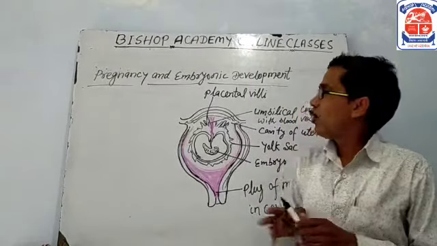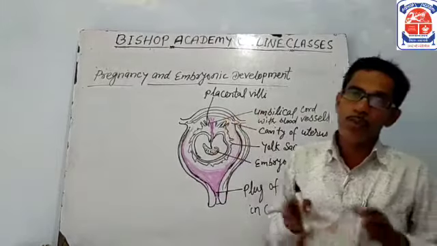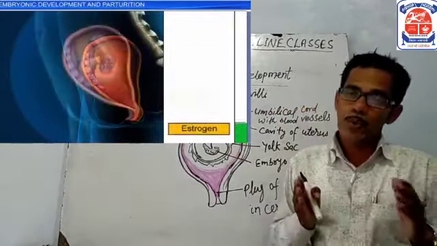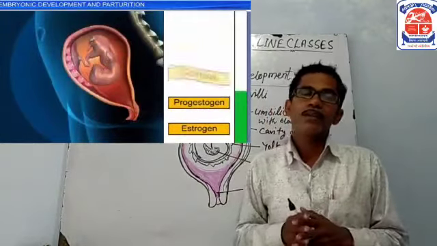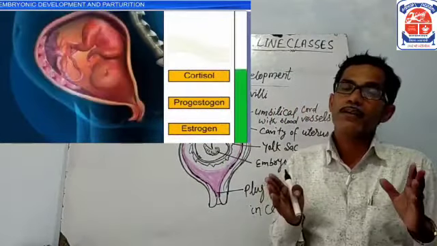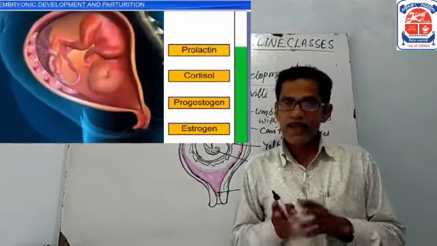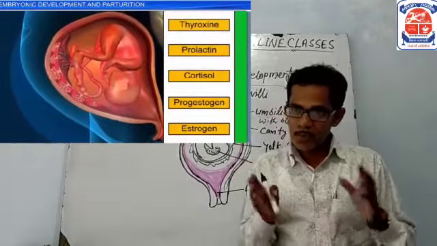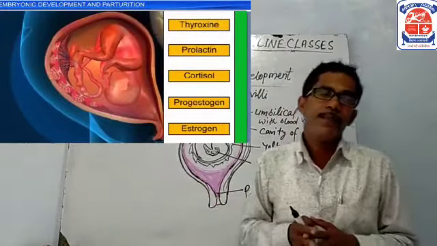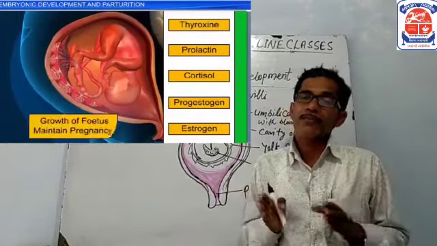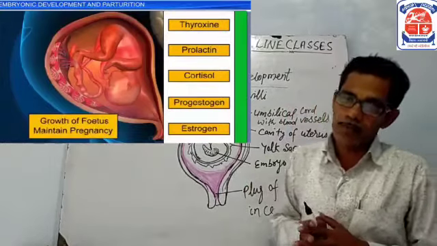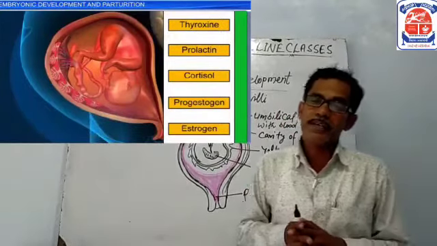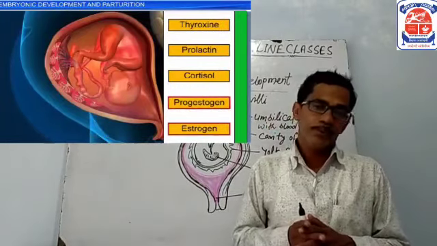The placenta also acts as an endocrine tissue and produces several hormones like chorionic gonadotropin, human placental lactogen, estrogen, progesterone, etc. In the latter phase of pregnancy, a hormone called relaxin is also secreted by the ovary.